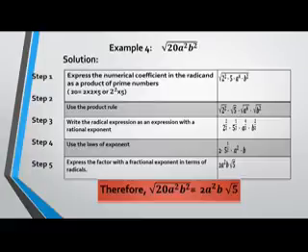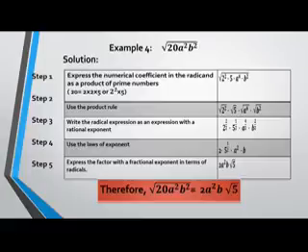Next is to use the product rule. So this will become square root of 2 squared times 5 times a4 times b squared. Next is to write the radical expression as a fractional exponent. So this will become 2 raised to the power of 2 over 2 times 5 raised to the power of 1 half times a raised to the power of 4 over 2 times b raised to the power of 2 over 2. Step 4 is to use the laws of exponents. So this will become 2 times 5 to the power of 1 half times a squared times b.